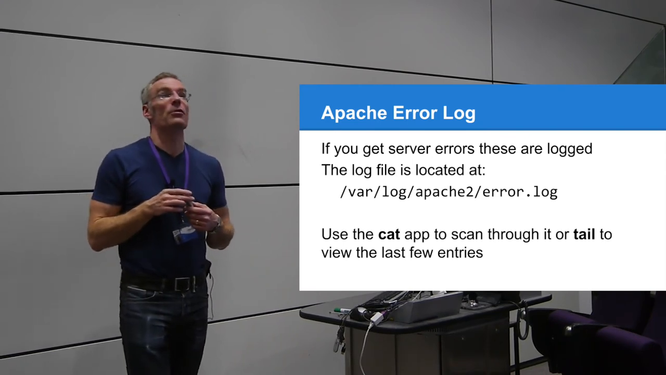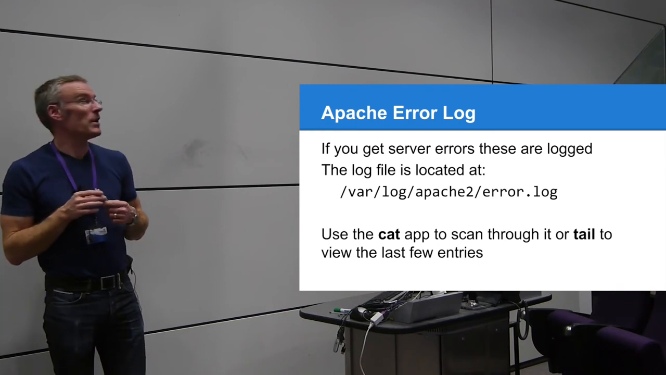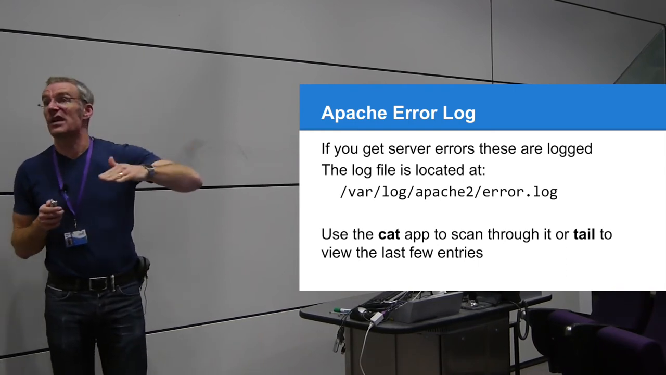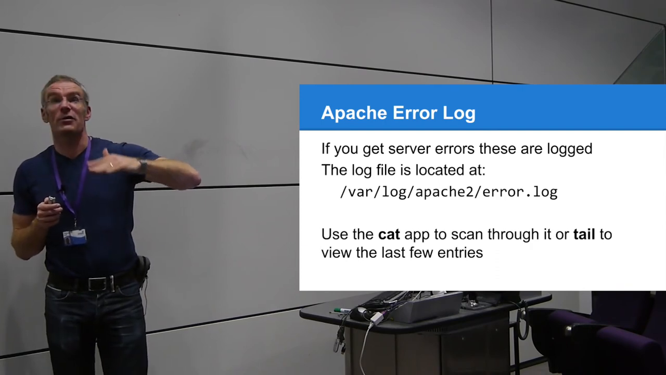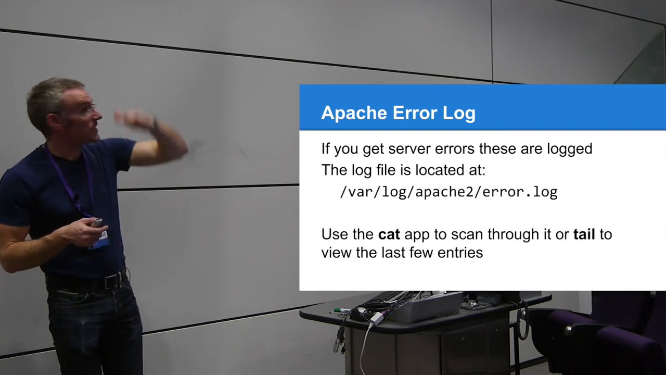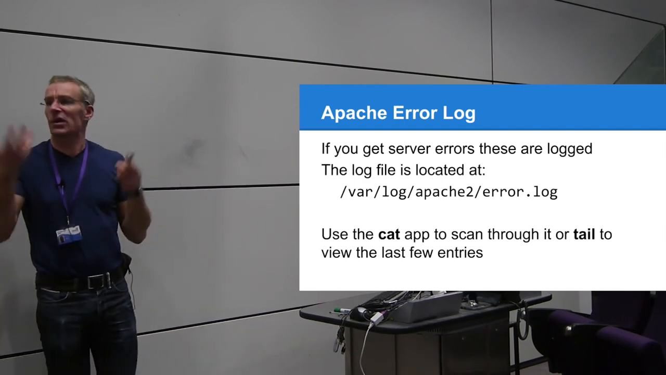The best one is tail. Tail always displays the last 10 lines of the file you point it to. So if you've got any problems, the chances are the last 10 lines are going to have all the error messages, aren't they, if it's just failed. So you type in tail and then you put that path in, and it will just display the last 10 lines of the error log. Saves you having to load up Nano and try and load the whole file.